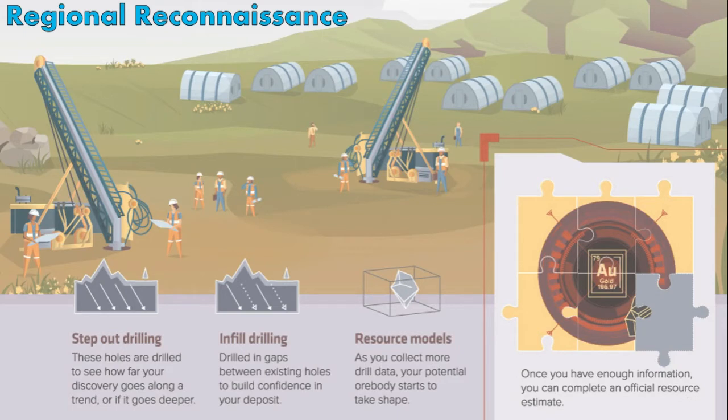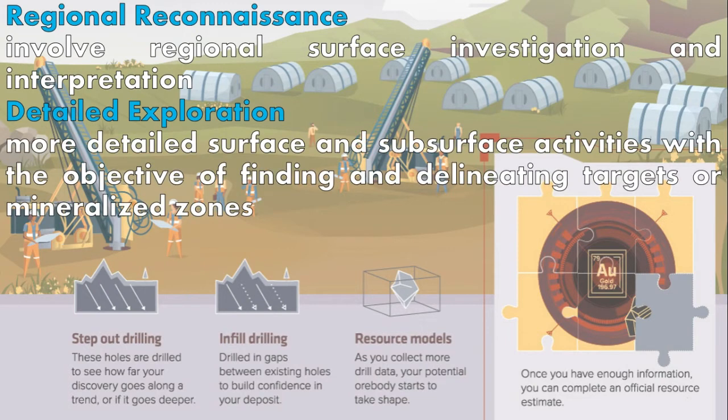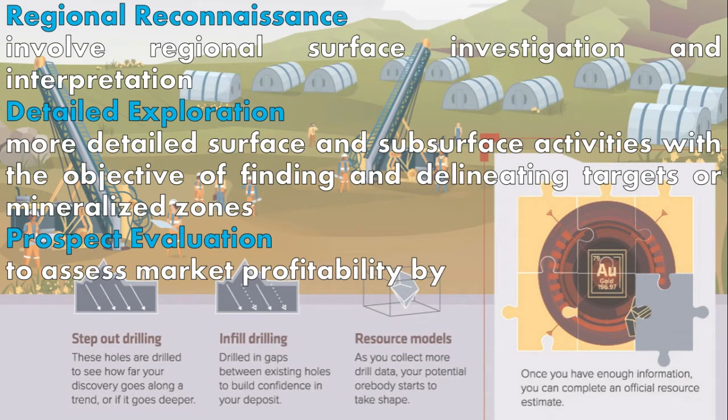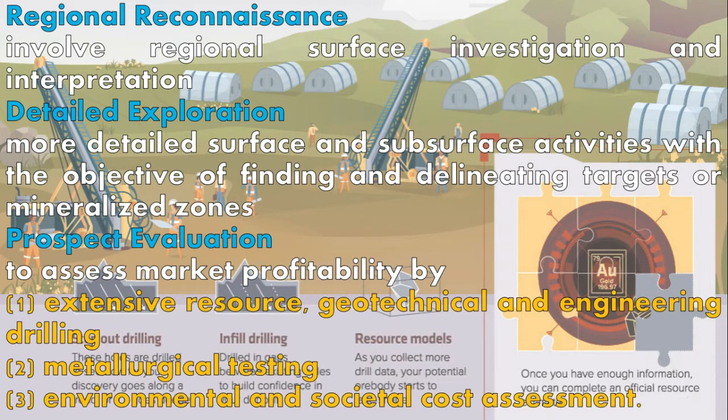So for the regional reconnaissance, the main objective is to identify targets or interesting mineralized zones covering a relatively large area. So in general, the activities involve regional surface investigation and interpretation. For the detailed exploration, it is a more detailed surface and subsurface activities with the objective of finding and delineating targets or mineralized zones. Lastly, for the prospect evaluation, it is to assess market profitability. We do this by extensive resource, metallurgical testing, and environmental and societal cost assessment.